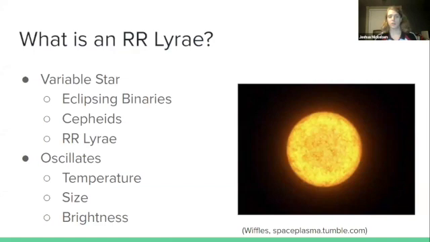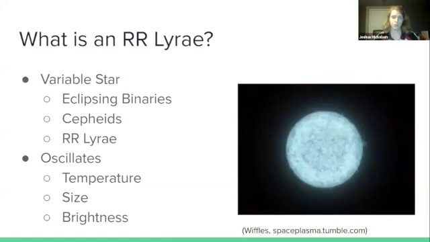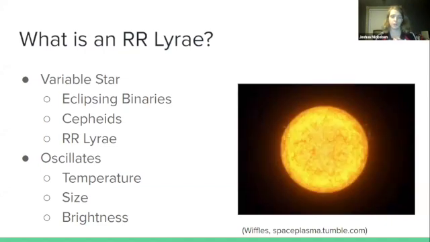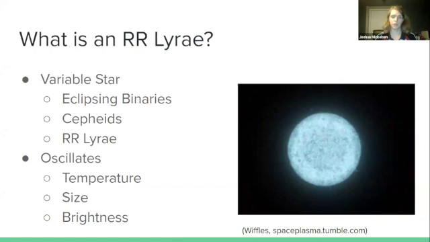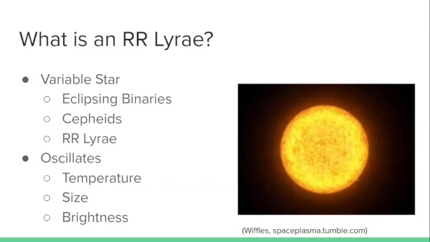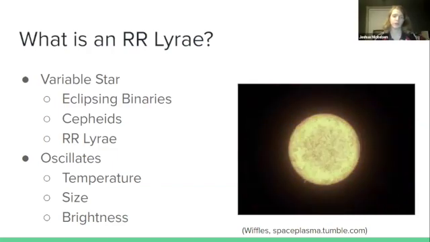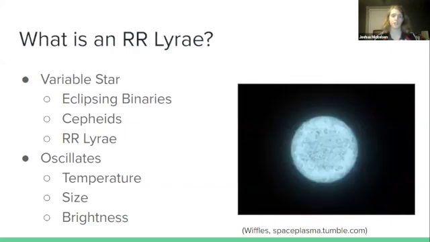And then there are also Cepheids and RR Lyrae. Cepheids tend to be studied a little bit more because we know more about their period luminosity relationship. But they both have the same principle where they vary in brightness. Cepheids are a little bigger and have a period of over a day, while RR Lyraes tend to be a little bit smaller and have a period of less than a day.